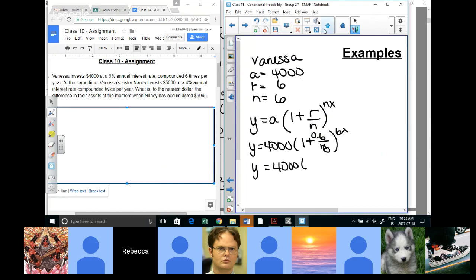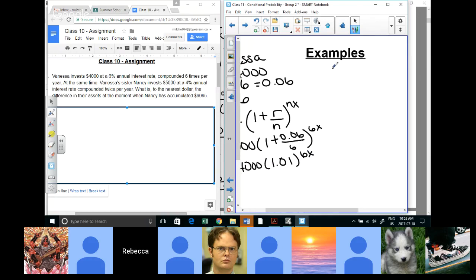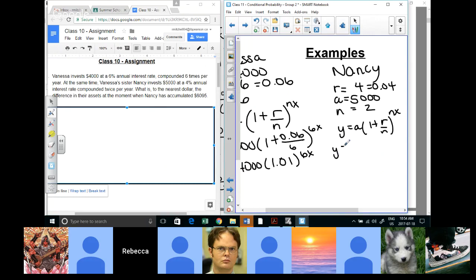Remember that our R is in a decimal. So this gives me 1.01 to the 6x. For Nancy, it's the same thing. Nancy invests $5,000 at 4%, which is 0.04, and it's compounded twice a year. So you have A, 1 plus R over N to the NX. So you have 5,000, 1 plus 0.04 over 2 to the 2x. So you get 1.02 to the 2x.